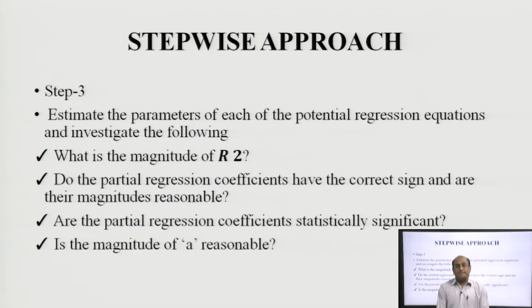Now, come to step 3. Estimate the parameters of each of the potential regression equations and investigate the following. First, what is the magnitude of R square? Second, do the partial regression coefficients have the correct sign and are their magnitudes reasonable? Third, are the partial regression coefficients statistically significant? Is the magnitude of a reasonable?